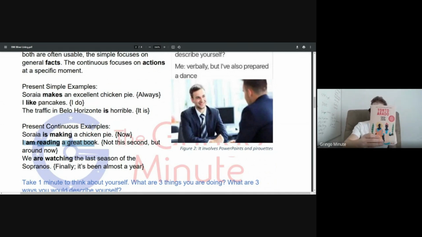I'm reading a book in Portuguese, just like you should be reading a book in English. Torto Arado. I've been enjoying it so far. Thank you, Mr. Marcelinho, for the recommendation. It doesn't mean I have the book open. It means around now I am reading. Same thing with the final season of The Sopranos. It has taken us a year, but we are watching the final season.